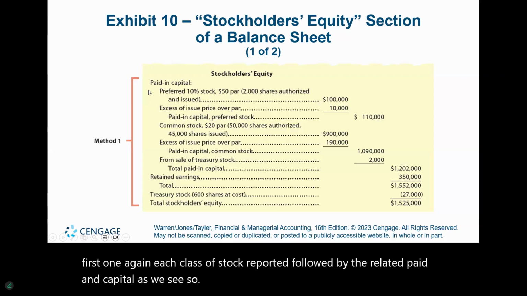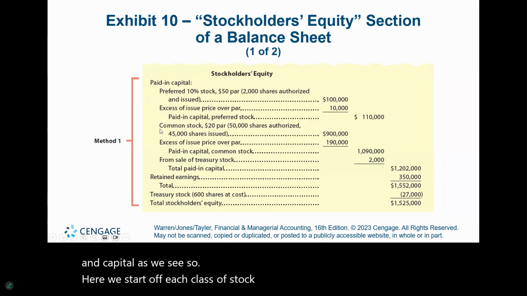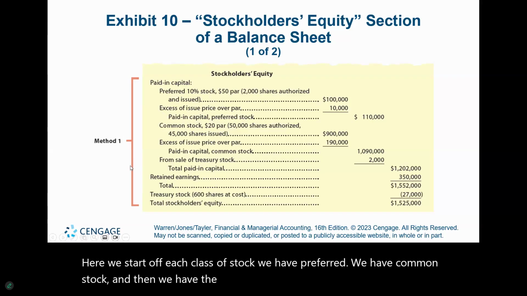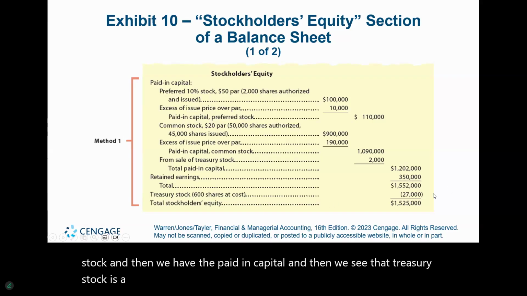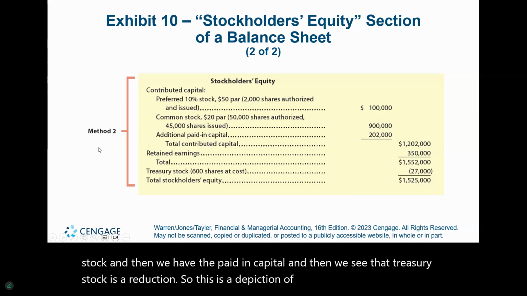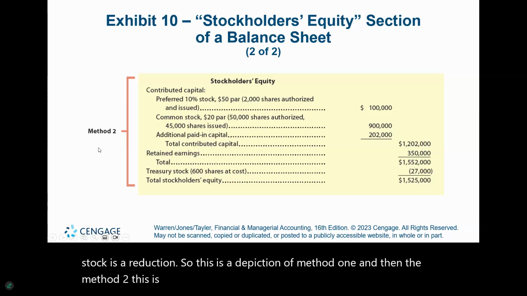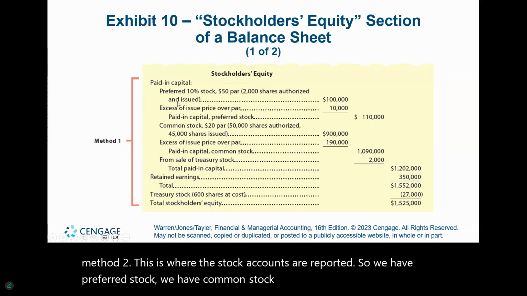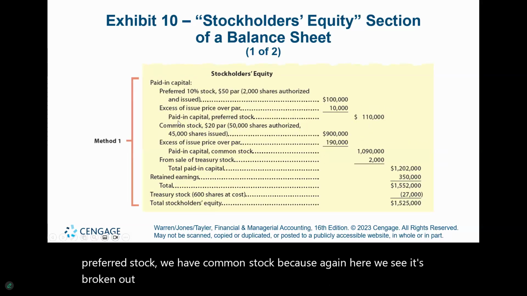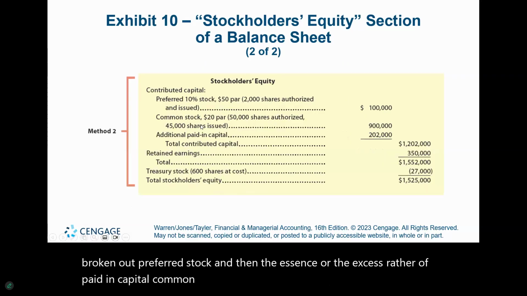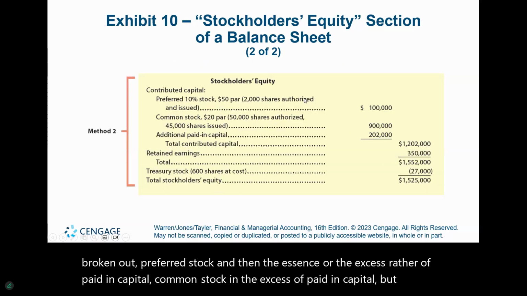So here we start off each class of stock. We have preferred, we have common stock, and then we have the paid in capital. And then we see that treasury stock is a reduction. So this is a depiction of method 1. And then in method 2, this is where the stock accounts are reported. So we have preferred stock, we have common stock, because again, here we see it's broken out. Preferred stock, and then the excess of paid in capital, common stock, and the excess of paid in capital. But here, it's all coming together.